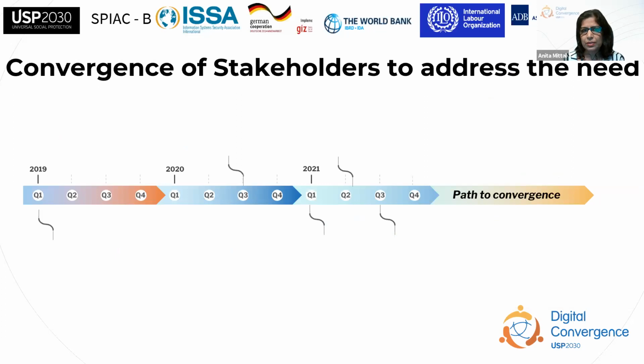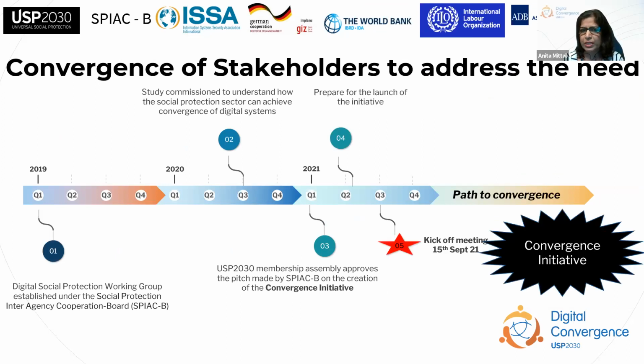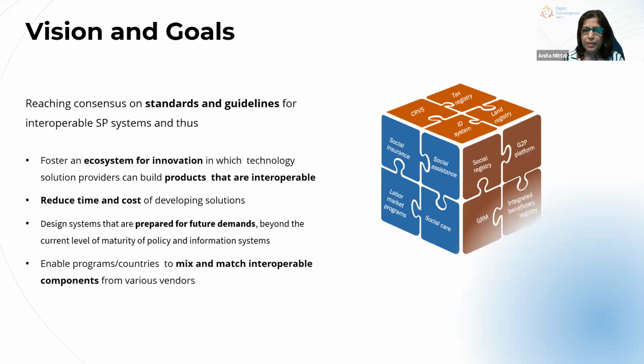Two systems don't interoperate, which really does not allow us to leverage the full value of an information system. So lots of these needs were felt, and stakeholders like World Bank, ILO, GIZ, ISA, ADB, and governments under the umbrella of USP 2030 converged to launch this Convergence Initiative, which was launched this September 15, 2021, with the aim of reaching consensus on standards and guidelines which can enable the development of interoperable information systems for social protection and foster an ecosystem for innovation, reduce time and cost for developing solutions, and allow countries to mix and match solid, robust, interoperable components.